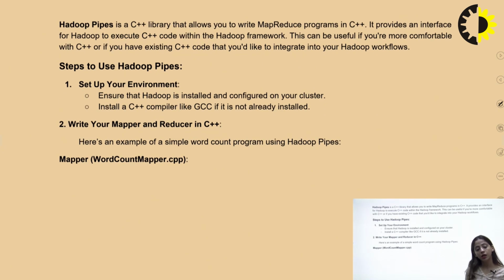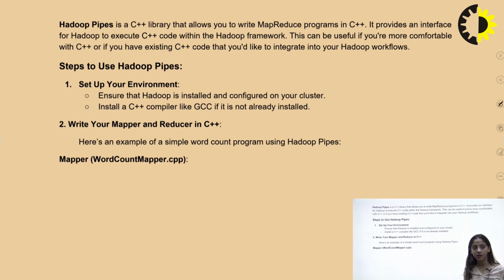Now what is Hadoop Pipes? Hadoop Pipes is a C++ library that allows you to write MapReduce programs in C++. It provides an interface for Hadoop to execute C++ code within the Hadoop framework. This can be useful if you are more comfortable with C++ or if you have existing C++ code that you would like to integrate into your Hadoop workflows.